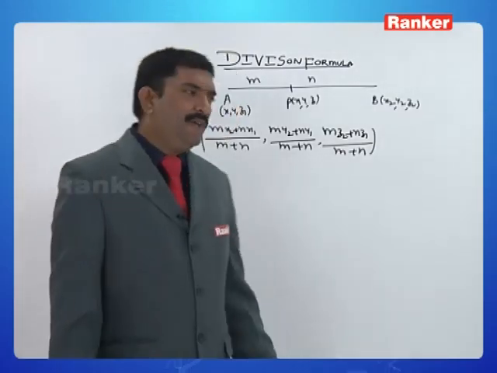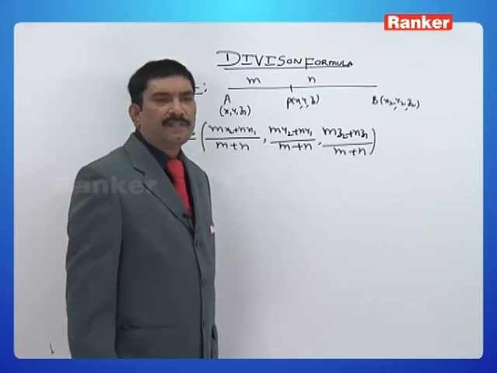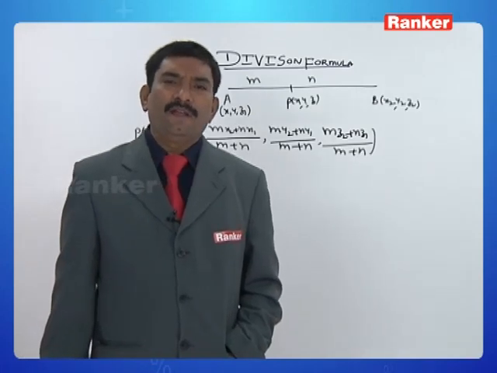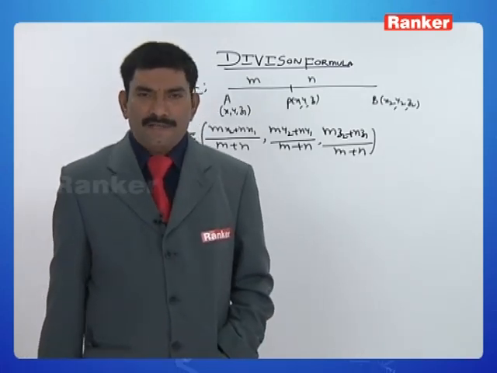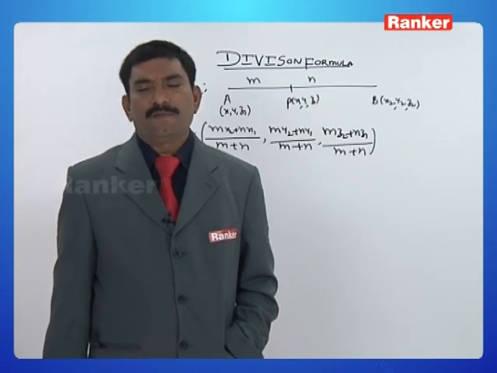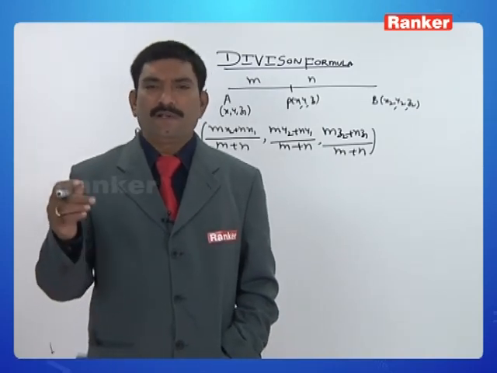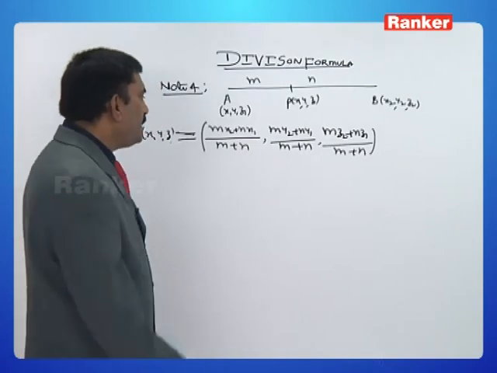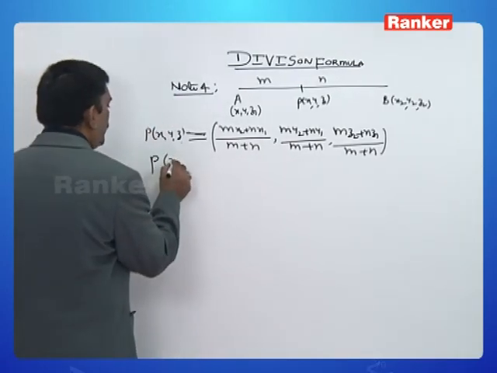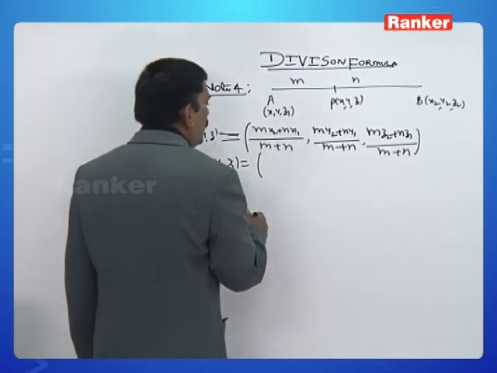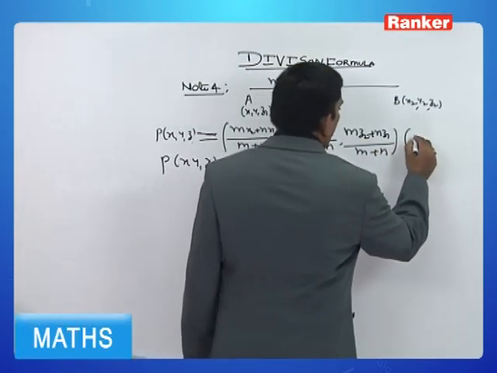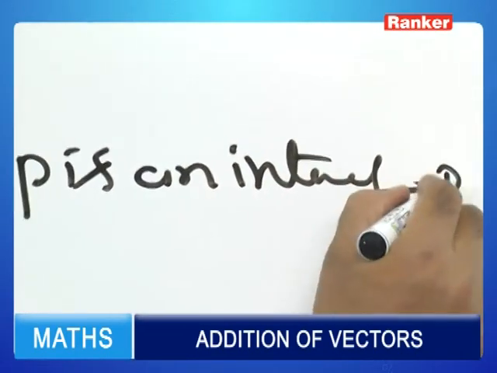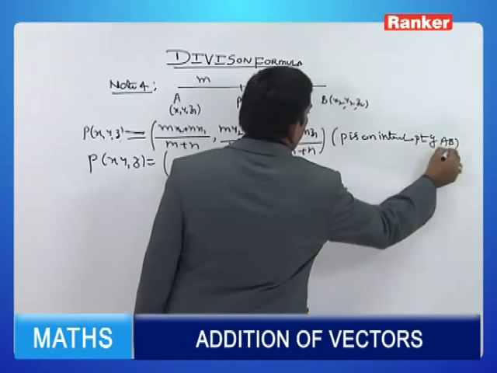So therefore, when P is dividing the line joining the 2 points A of x1, y1, z1 and B of x2, y2, z2 in the ratio m is to n, then I can write mx2 plus nx1 divided by m plus n, my2 plus ny1 by m plus n, mz2 plus nz1 by m plus n. If P is an external point of AB dividing in the same ratio, where earlier P was an internal point of AB, right?